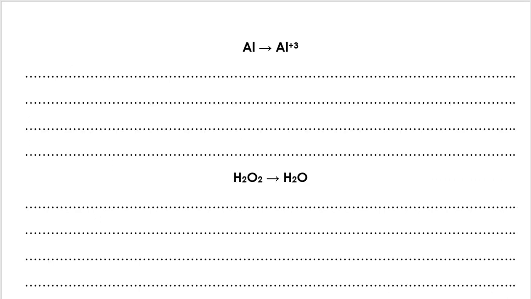Example number 2. I don't need to balance the species with a variable oxidation state. It's balanced: 1 aluminium and 1 aluminium ion. There are no oxygens to balance, there are no hydrogens to balance, so all I need to do is balance the charge by adding 3 electrons on the right.